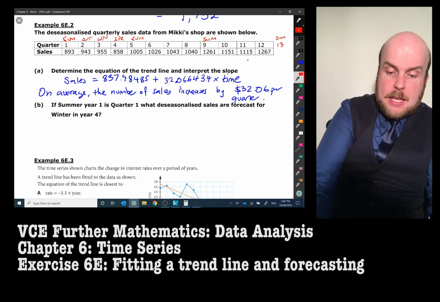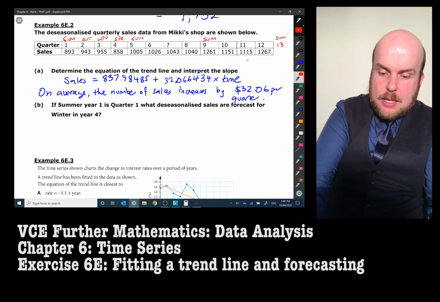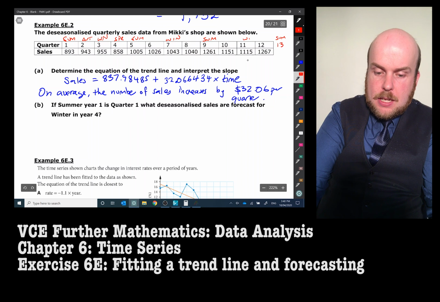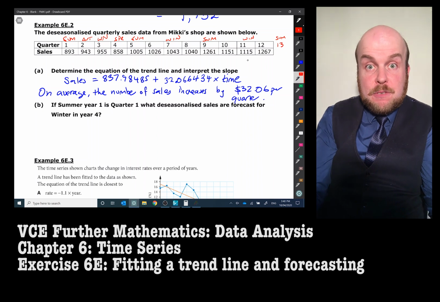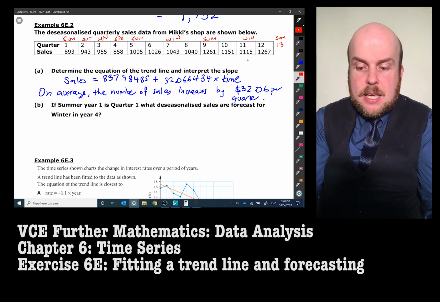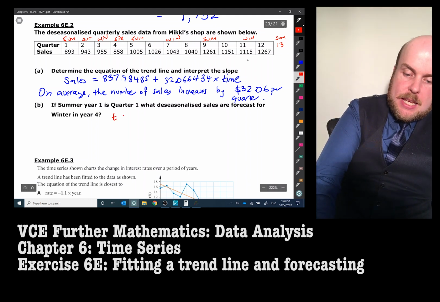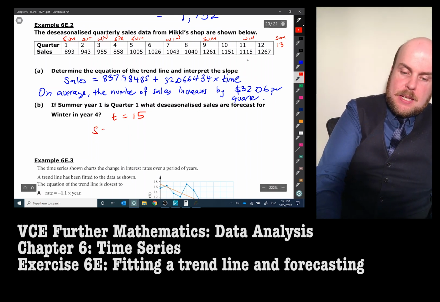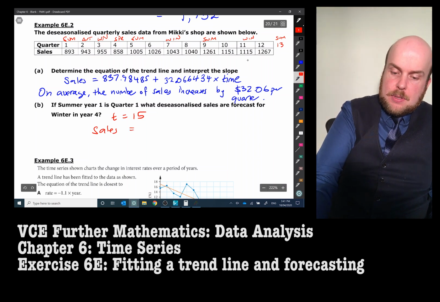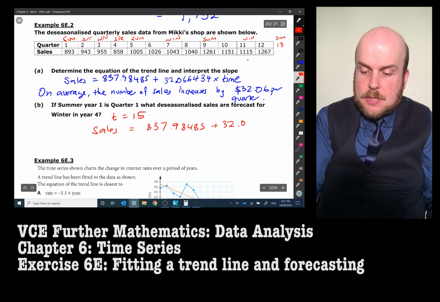So winter is, so we want it in year 4, don't we? So that's winter, and that's winter. So what do we need to do to get from 3 to 7? Well, we had to add 4, didn't we? So to year 3, we add 4 more, that gets us 11. So adding 4 more, so that's going to be when t is equal to 15, because 11 plus 4 gets us 15. So I'm going to put sales is equal to 837.98485 plus 32.0666434 times 15.